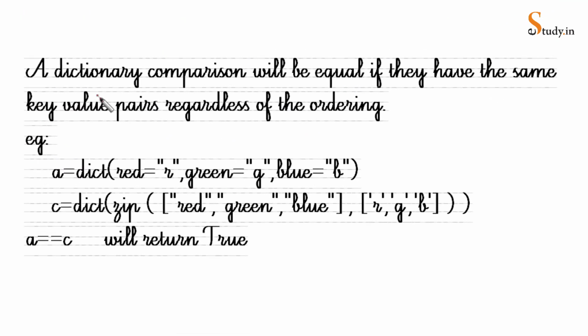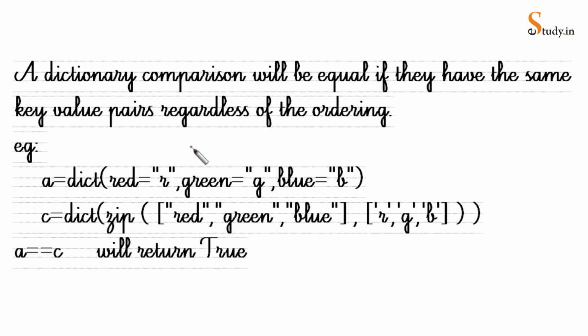In order to compare the dictionaries, let's suppose we have two dictionaries and we want to compare whether they're equal or not. We will not use the values, we'll use a simple notation like this: a is equal to c. Here you just need to remember that two dictionaries will be equal if they have the same key value pairs, and the order will not make any difference. That means even if the order is different, but all the key value pairs are there in both the dictionaries, it is going to return true.